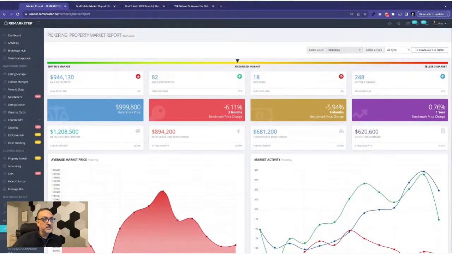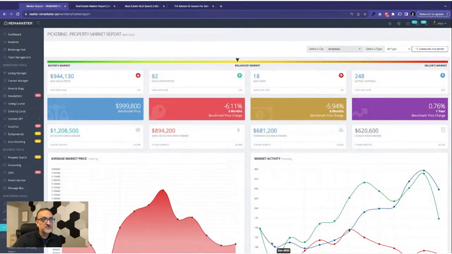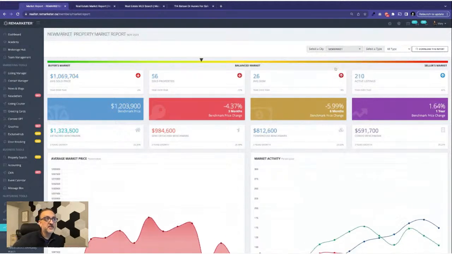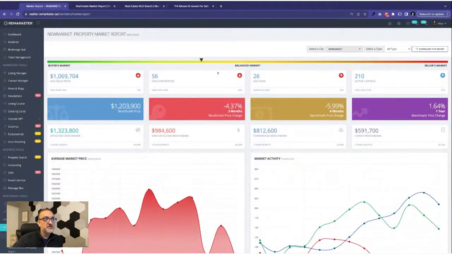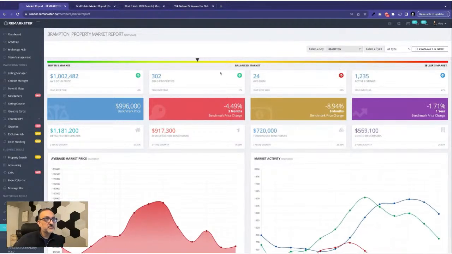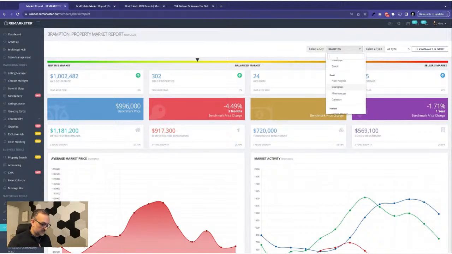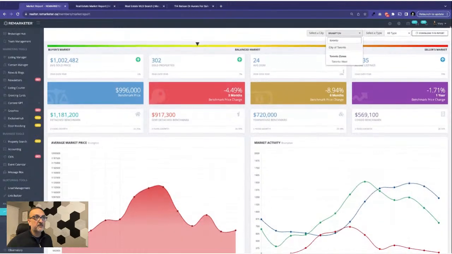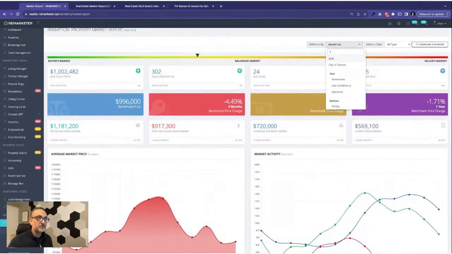You see, it shifts and the dynamics are different. If we want to sell a property in, let's say, Newmarket, we can select that area, and then you can see, again, it's shifting. So let's go to Brampton, for example. We have another set of dynamics again. And let's take a look at Toronto, let's say, let's just do C8.